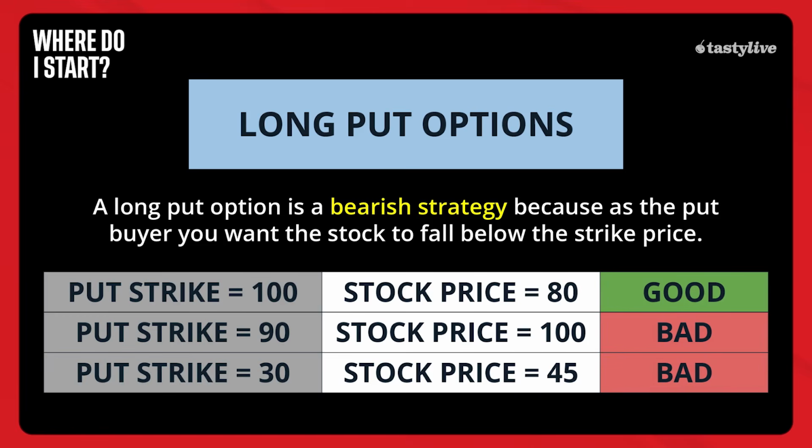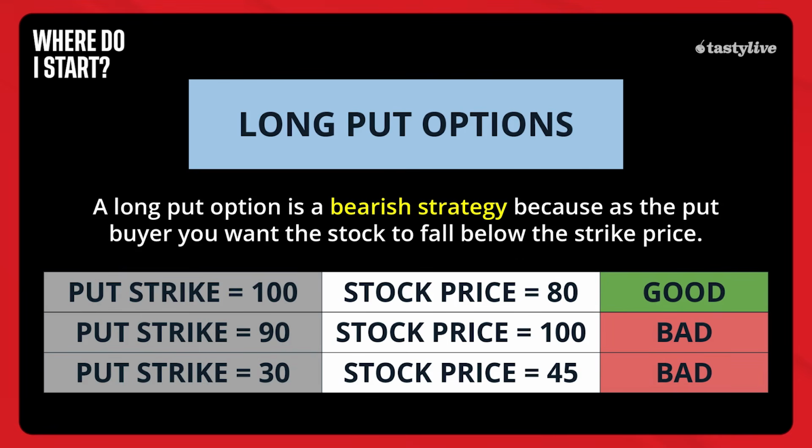Now, let's say the put strike was 90 and the stock price was 100. This is not so good for me as the put buyer. As a long put holder, this is not a desirable scenario for me because why would I use my put option and sell the stock at 90 when I can just go into the open marketplace and sell it for 100? Obviously the put option is not giving me any incremental value. There's no extra benefit to the put option in that second scenario. Lastly, let's say the put strike was 30 and the stock price was 45. This is also bad for me because, again, I'm not going to sell the stock at 30 by exercising my put option when I could just go right into the marketplace and sell it at 45.